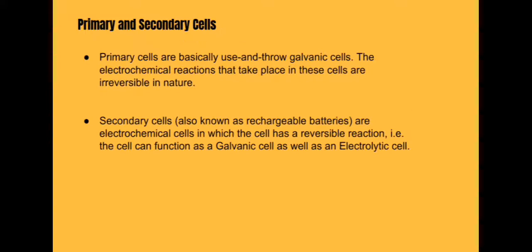Primary and secondary cells. Primary cells are basically use and throw galvanic cells. The electrochemical reactions that take place in these cells are irreversible in nature. Secondary cells, also known as rechargeable batteries, are electrochemical cells in which the cell has a reversible reaction. The cell can function as a galvanic cell as well as an electrolytic cell.